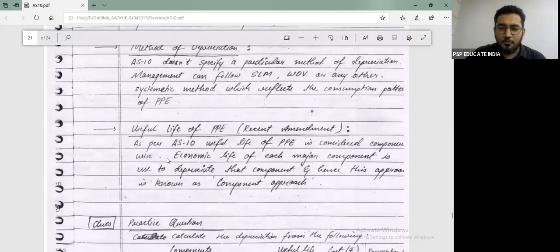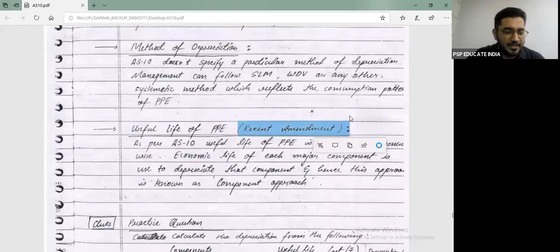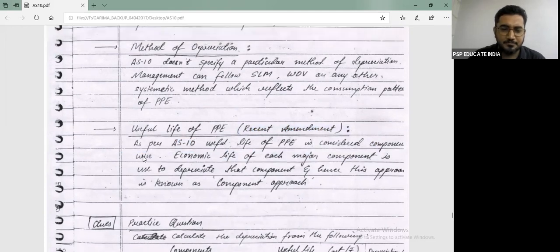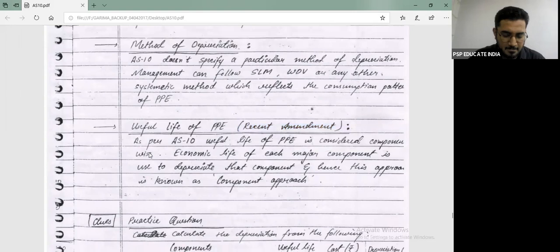Come to the third point. Again, a very interesting point. It says, how will you calculate the useful life of PPE? So there is an amendment in calculating the useful life of PPE. Very important, very interesting. Let's understand this entire concept of useful life of PPE. It says, as per accounting standard 10, useful life of property, plant and equipment is considered component wise. Please underline this word, component wise.